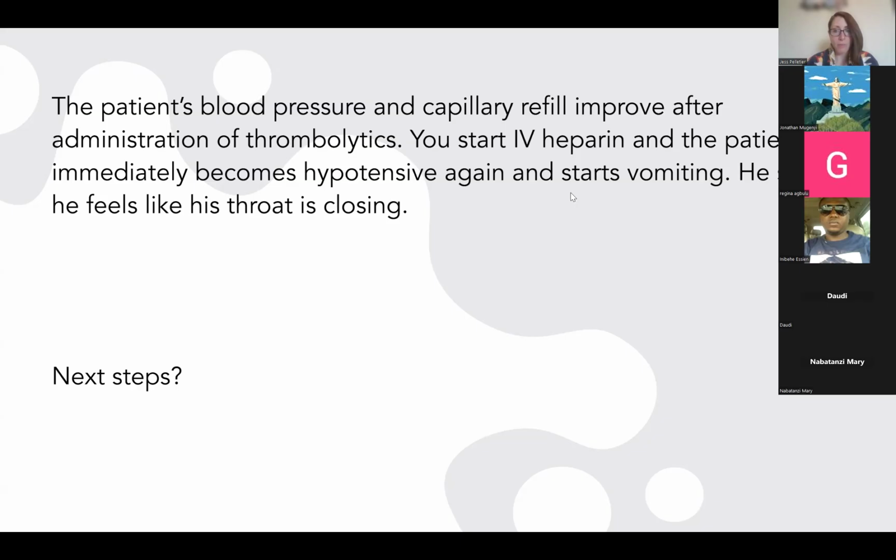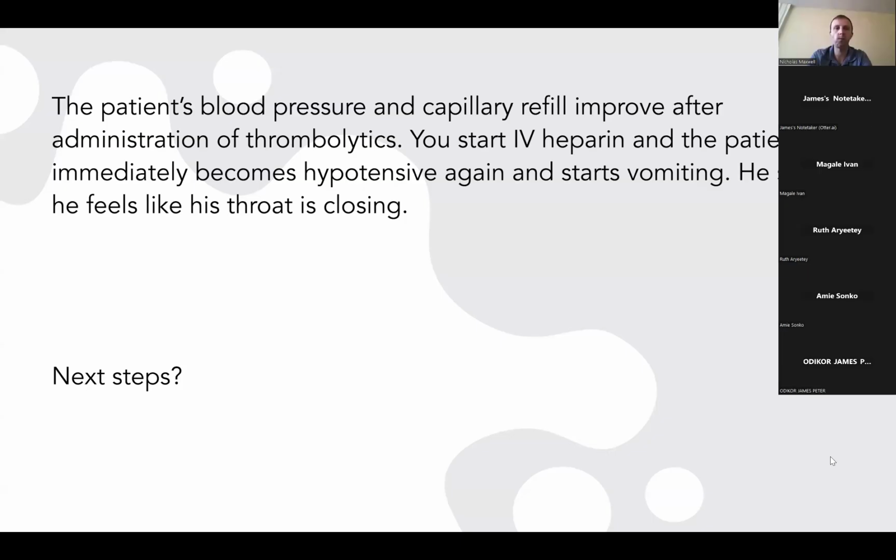I agree with you, Regina, consider securing the airway, but I would give the epi first. Reason being, if we go to intubate this patient while he's still hypotensive and in anaphylactic shock, he may go into cardiac arrest because he's so unstable.